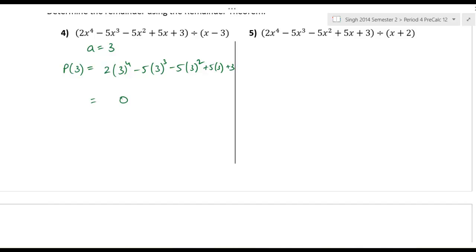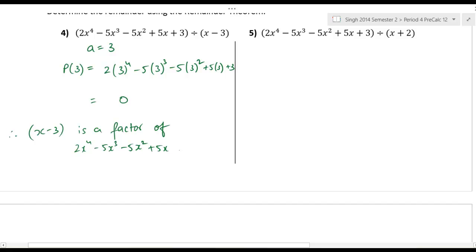And you can go ahead and check that yourself, plug it in and see what you get. Alright, so because when I plug in 3 into the polynomial, I get a remainder of 0, what this is telling me is that x minus 3 is a factor of 2x to the 4 minus 5x cubed minus 5x squared plus 5x plus 3.